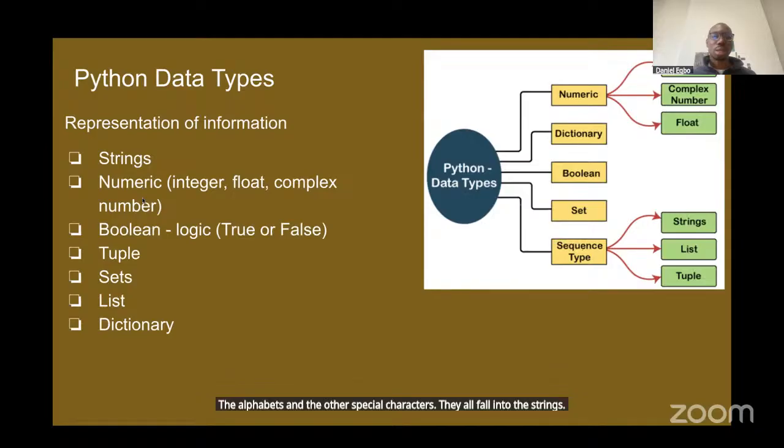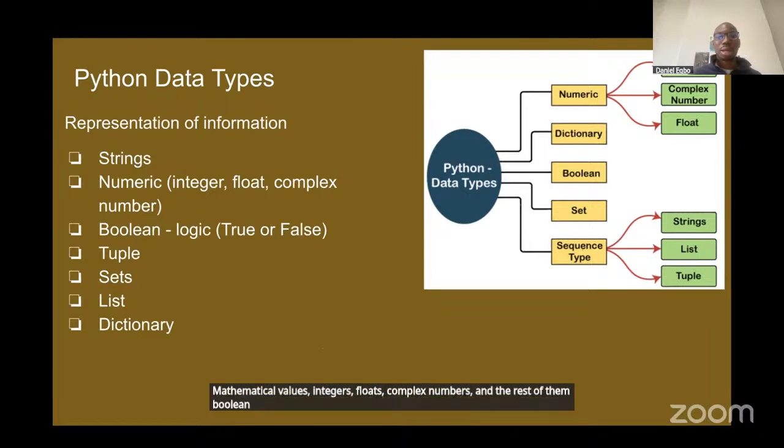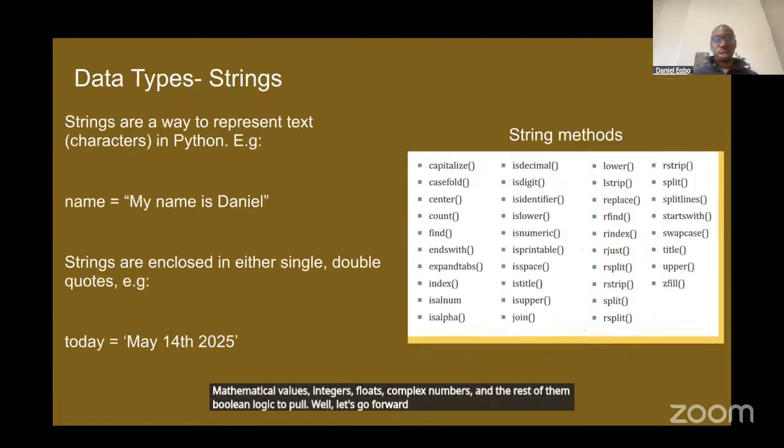Numeric, like I said, is mathematical values: integers, floats, complex numbers, and the rest of them. Boolean logic, tuple, well, let's go forward. So what is a string? Strings are ways of representing text or characters, like I stated earlier.